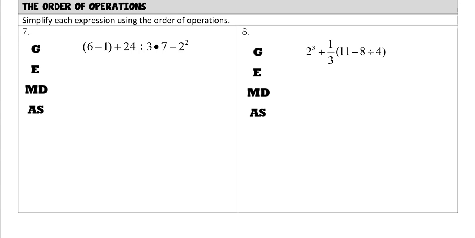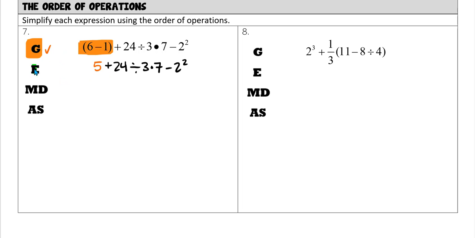So my first step is the grouping symbol. So I'm going to look for any grouping symbols here, and I see that I have parentheses, so I'm going to start right here. So inside those parentheses, I'm going to do 6 minus 1, and that's going to give me 5. Everything else stays exactly the same because the only thing that I'm doing right now is working inside the grouping symbol. And if we look, there are no more grouping symbols, so we're finished with that step.